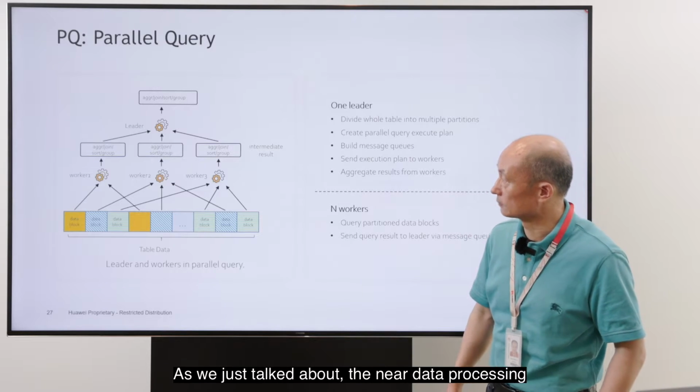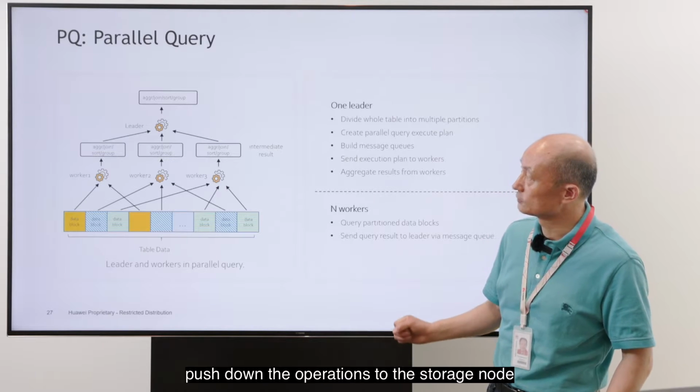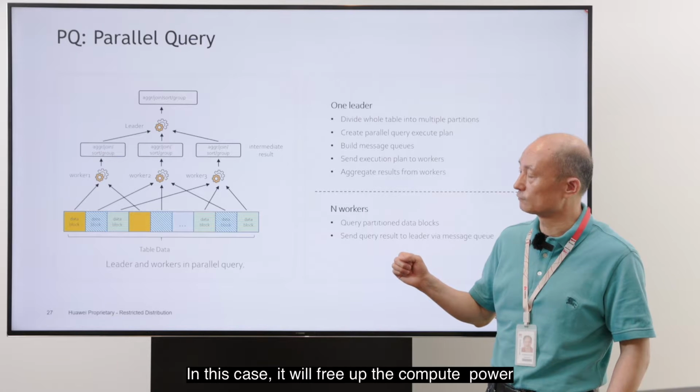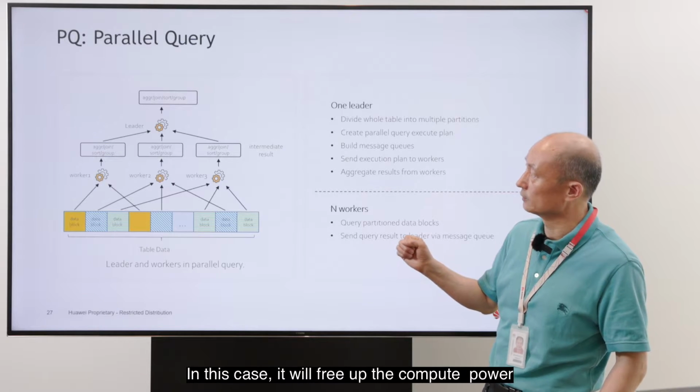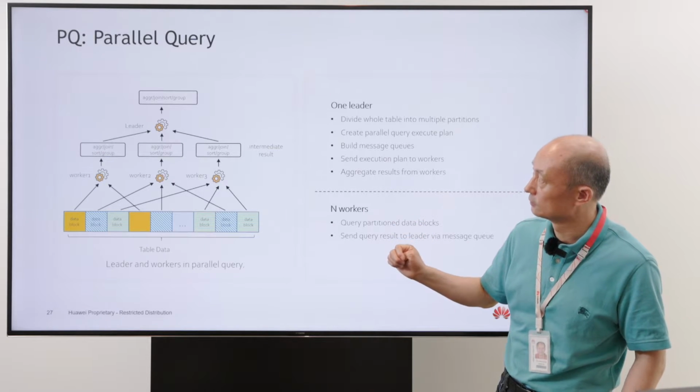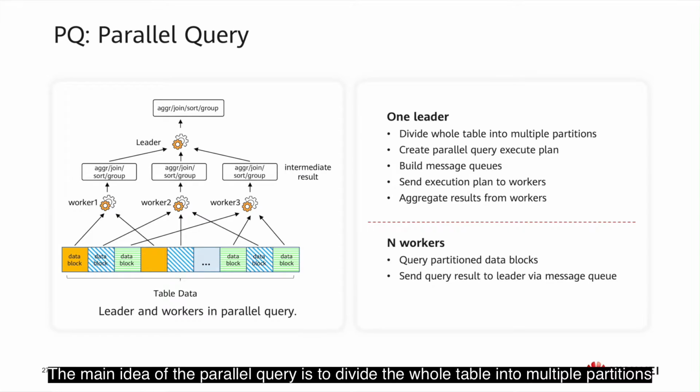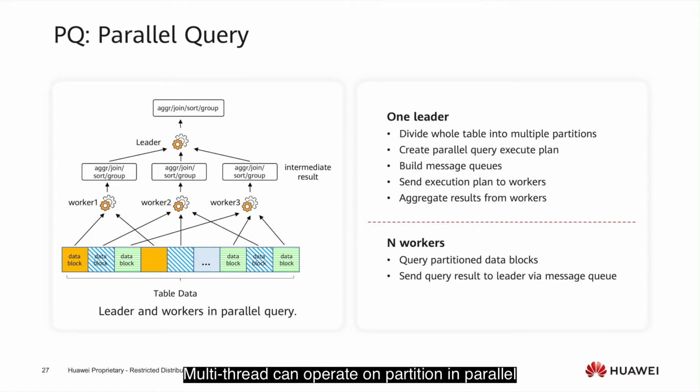As we just talked about, near data processing pushes down the operations to the storage node. In this case, it frees up the compute power on the compute node, so we can execute parallel query on the compute node. The main idea of parallel query is to divide the whole table into multiple partitions. Multiple threads can operate on partitions in parallel.